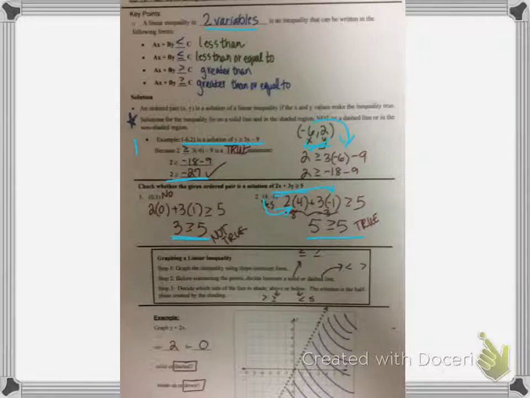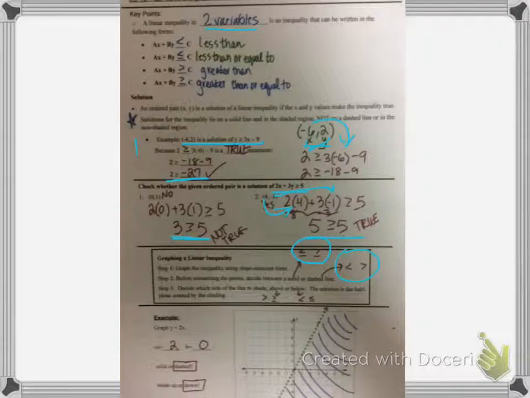Now we'll look at graphing a linear inequality. Step 1. Graph the inequality using slope-intercept form. Before connecting the points, decide between a solid or dashed line. The less than or equal to and greater than or equal to are solid, less than or greater than are dashed. Decide which side of the line to shade, above or below. The solution is the half plane created by the shading.